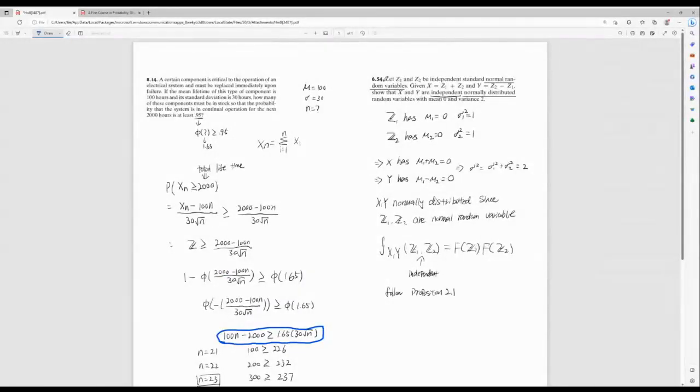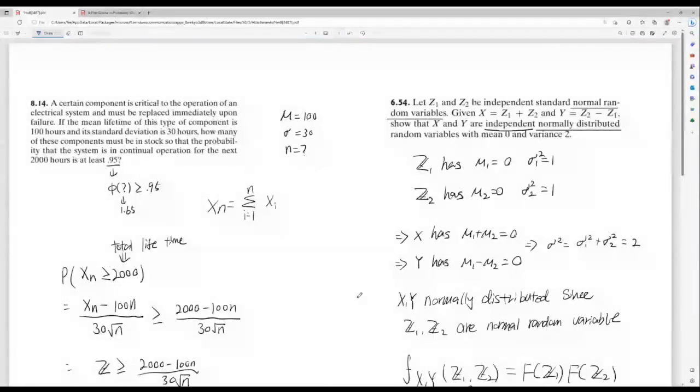The second question is from chapter 6, 54. Let Z1 and Z2 be independent standard normal random variables, given X equal to Z1 plus Z2 and Y equal to Z2 minus Z1. Show that X and Y are independent normally distributed random variables with mean 0 and variance 2.